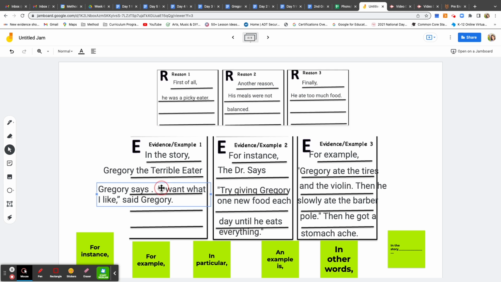Notice how I put quotation marks in the beginning and at the end of my sentence. I also let my reader know who said that sentence by saying, Gregory says. Go ahead and find evidence in the story that supports your first reason. You can pause the video now and continue when you are ready.